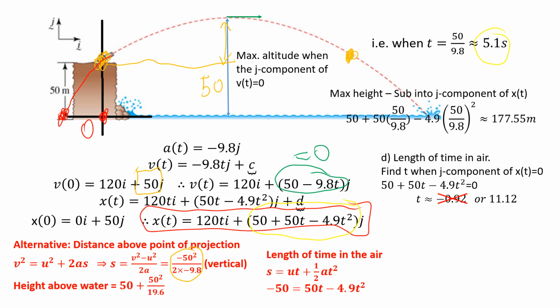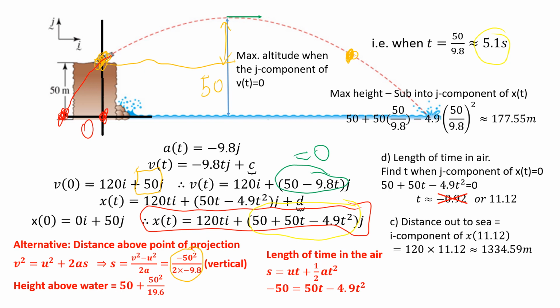U is the speed resolved, the initial speed resolved purely vertically, so the speed in the j direction. And of course, we've got our A. That's quite a simple approach to working out the time it takes to hit the water. Okay, so that's in fact reasonably neat using your formulas for constant acceleration.